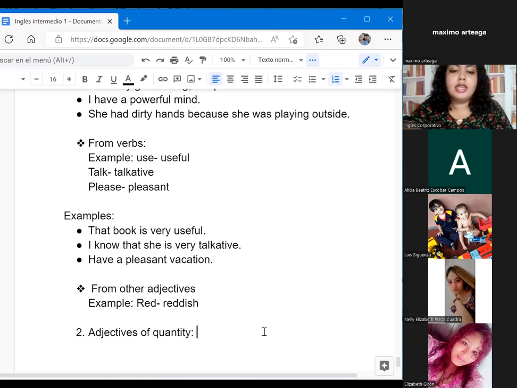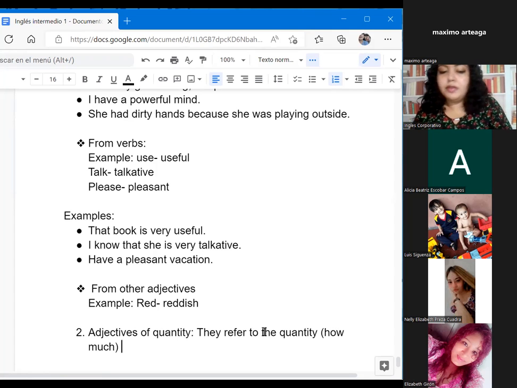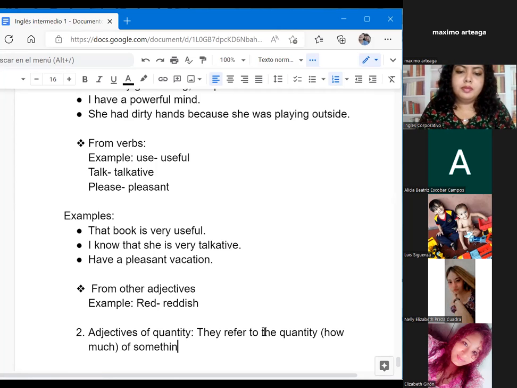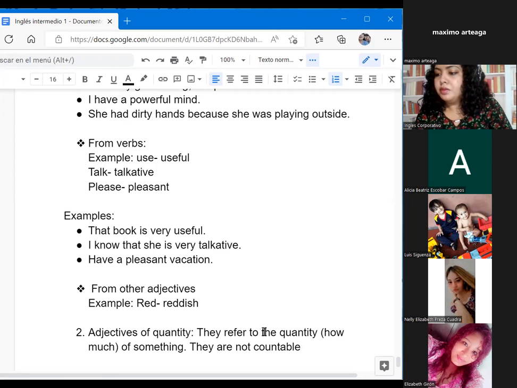it says, they refer to the quantity, and we have the question, how much? Of something. They are not countable. Some such adjectives are some, much, and little.